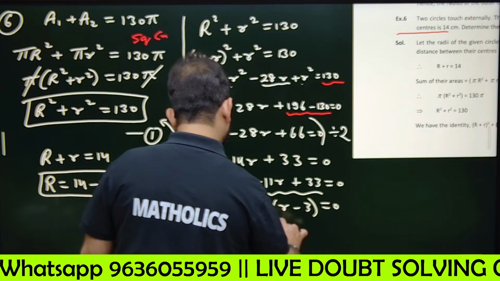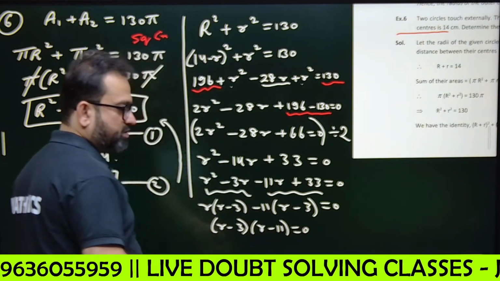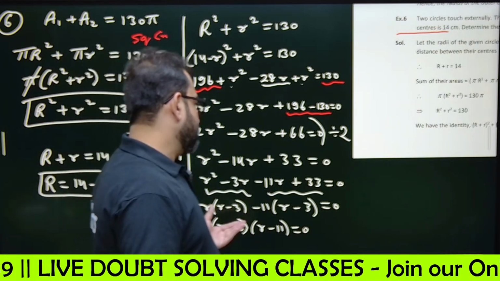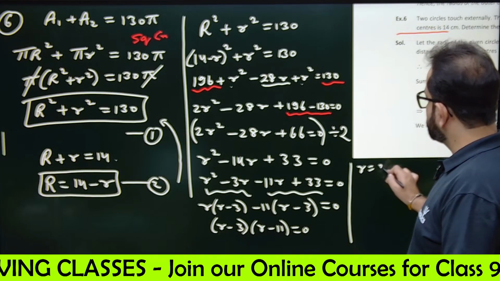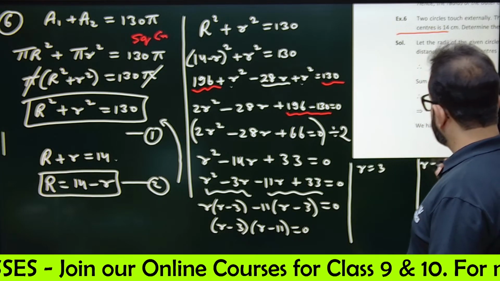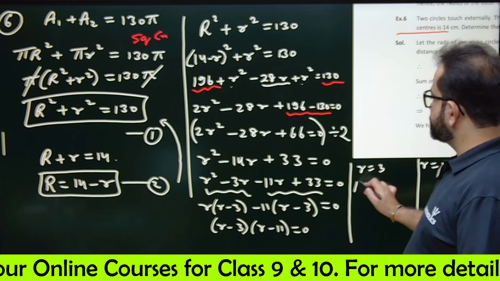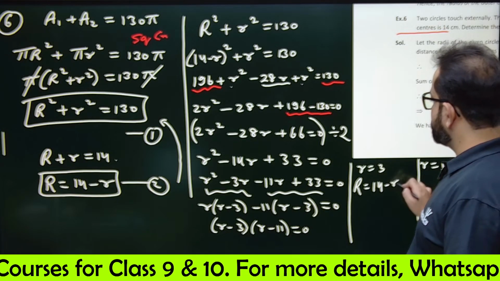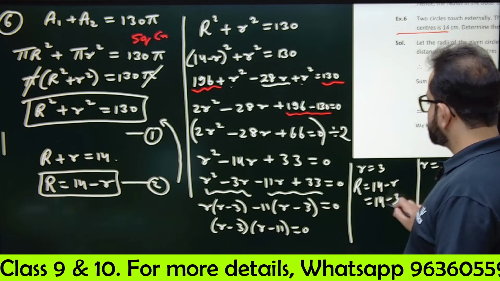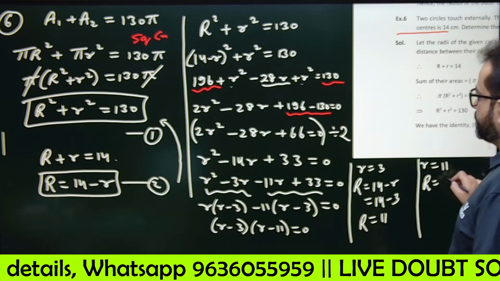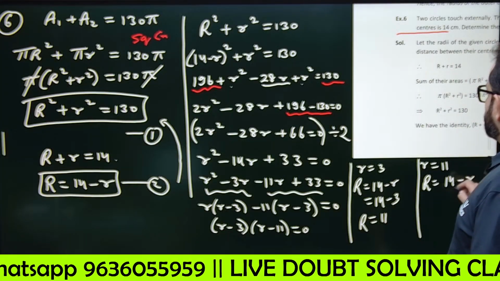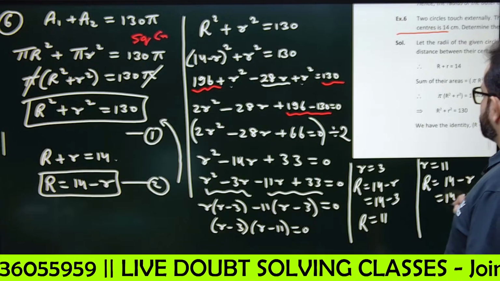Into r minus 11 equals to 0. Quadratic equation, I already told you how to solve it. So r minus 3 into r minus 11, I'll say either small r equals 3 or small r equals 11. So capital R is what? 14 minus small r. Would mean 14 minus 3, that means 11. And capital R will be equal to 14 minus 11, that's 3.